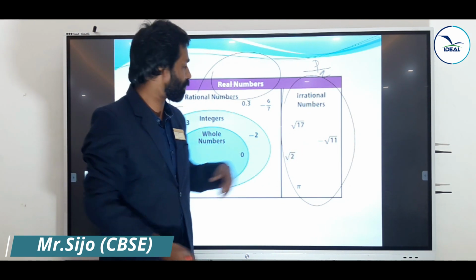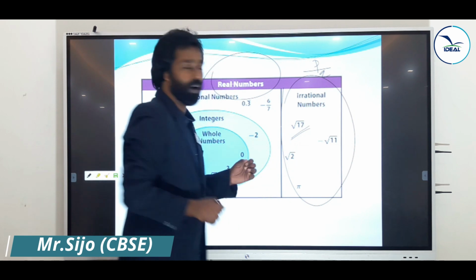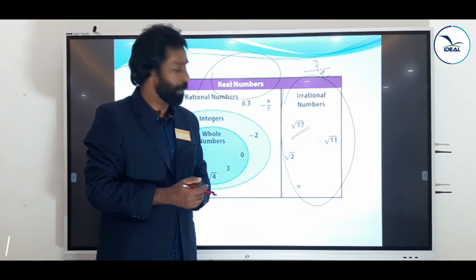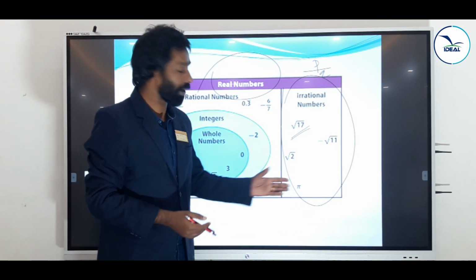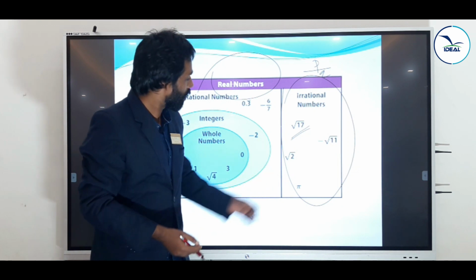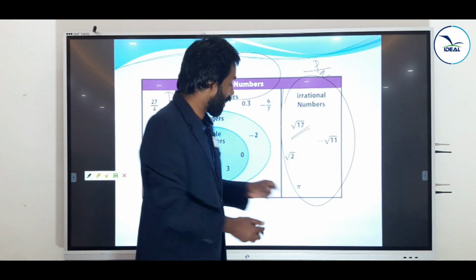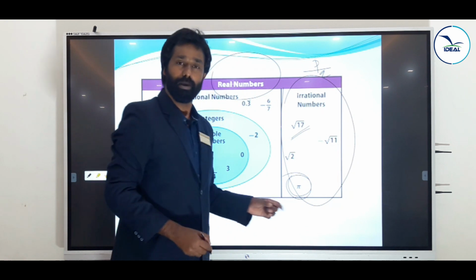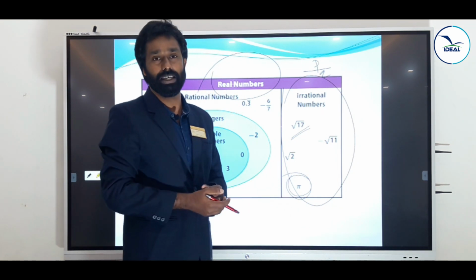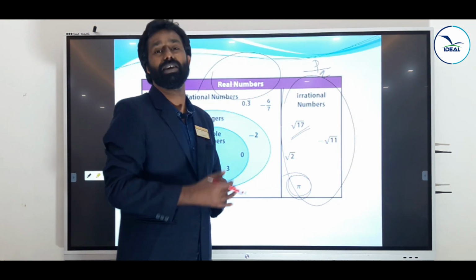Now you can see the examples. Root 17, of course we cannot write in the form of p by q. Root 2, we cannot write in the form of p by q. Minus root 17, and here is pi. Pi also belongs to this category. Pi is an irrational number.